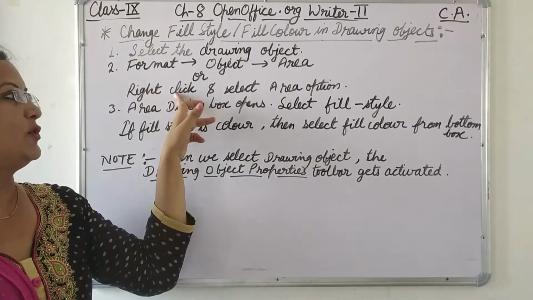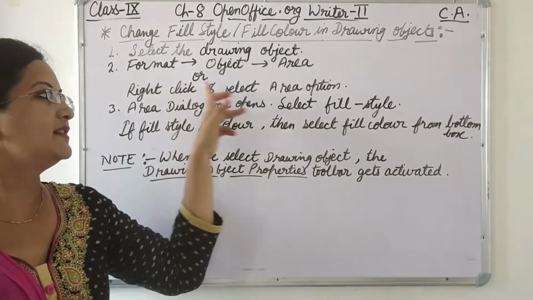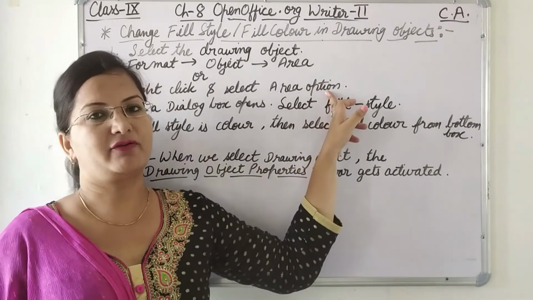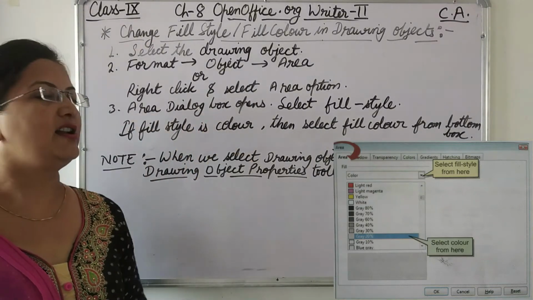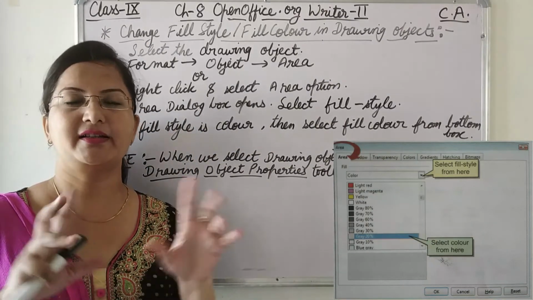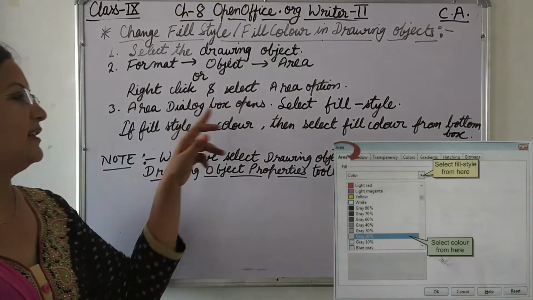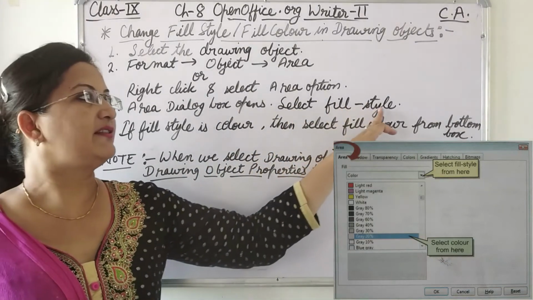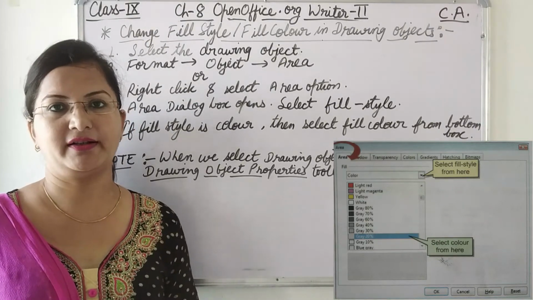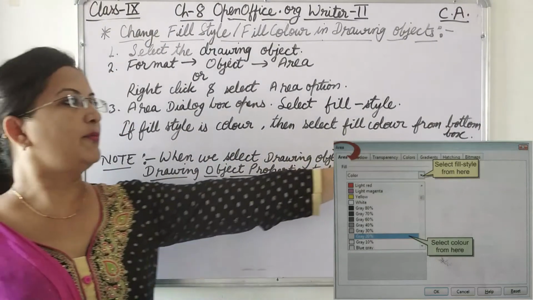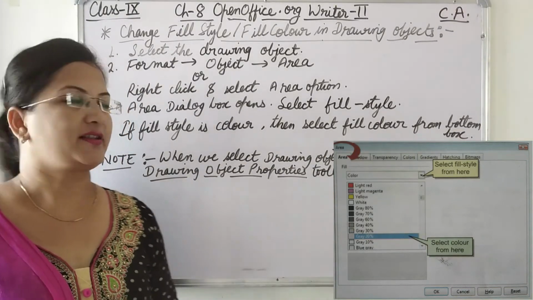Or otherwise one more method is there. After selecting the drawing object, we can right click the object. Then we will get the area option. We have to select area. Now after selecting the area option, the area dialog box opens up, where all area related properties we can change. Then we have to select the fill style. What fill style do we want? Gradient, pattern or color. If color is selected, then in the bottom box you can select the color that you want in your drawing object.